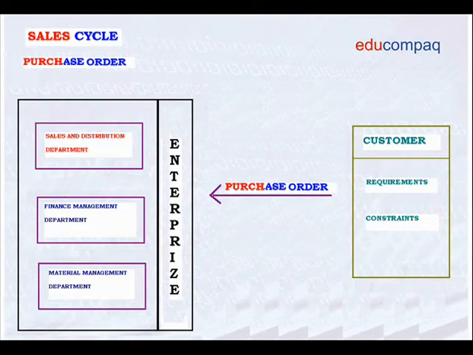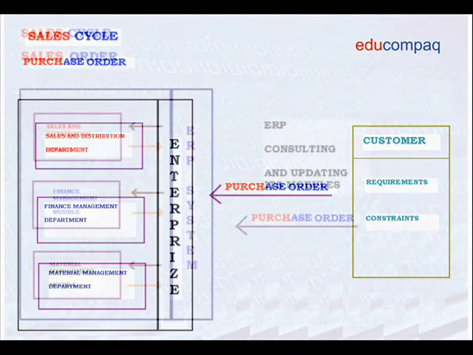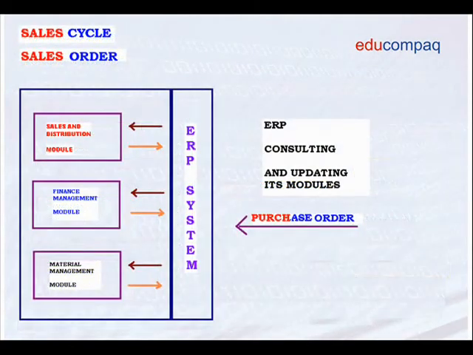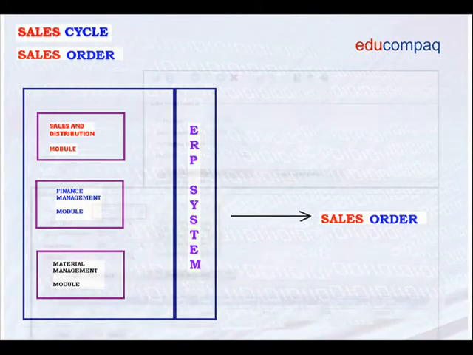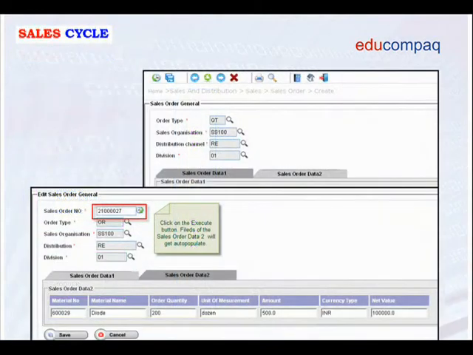If agreed, the customer sends a purchase order to the enterprise, which is forwarded to the ERP system. In response, the system generates another document called sales order. This document contains further details required by an organization to process the transaction.